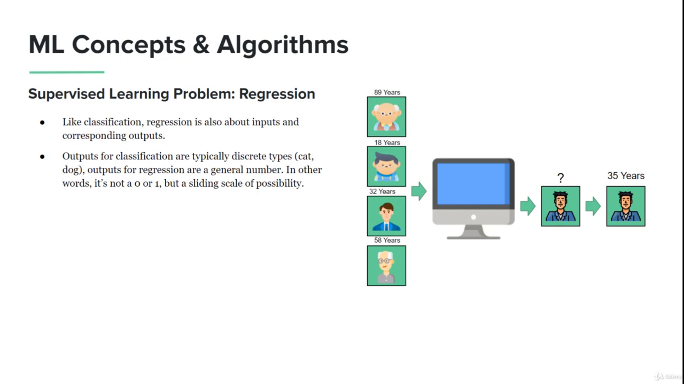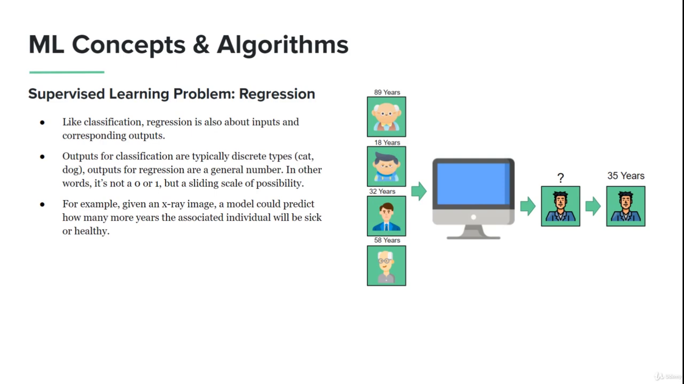Think about a cat or a dog, or think about a man or a woman, right? The outputs for regression are a general number. So in other words, it's not a 0 or a 1, but a sliding scale of possibility. A good example here is to think about an X-ray image, right? A model could predict how many more years the associated individual will be sick for or healthy for, based on a specific X-ray image.